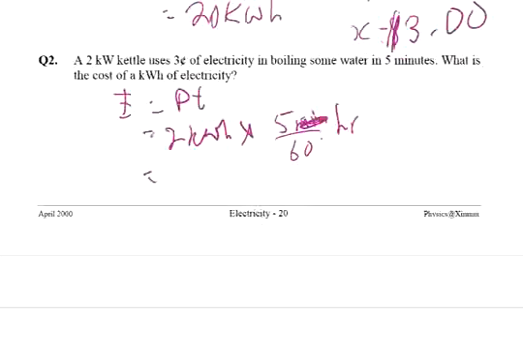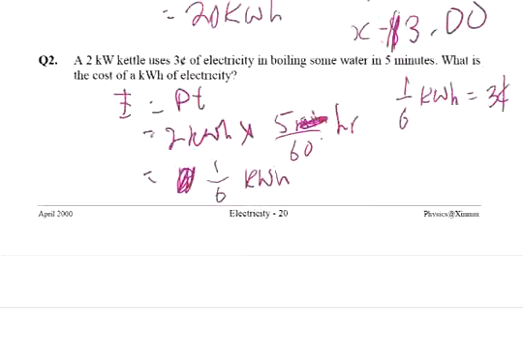What is 1/6? Calculator. 1 divided by 6. Oh no, 0.167 kilowatt. Never mind. 1/6 kWh. Okay, 1/6 kWh. It says that it used 1/6 kWh only for 3 cents. Only 3 cents.